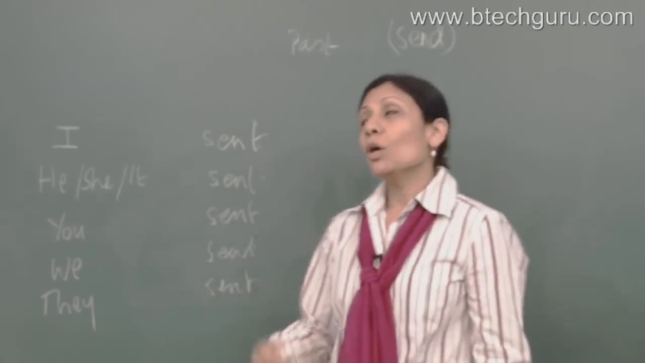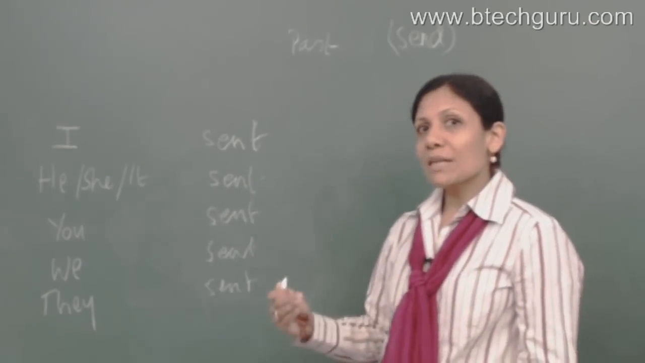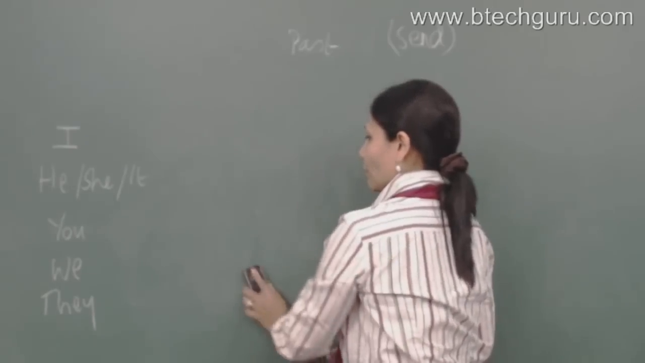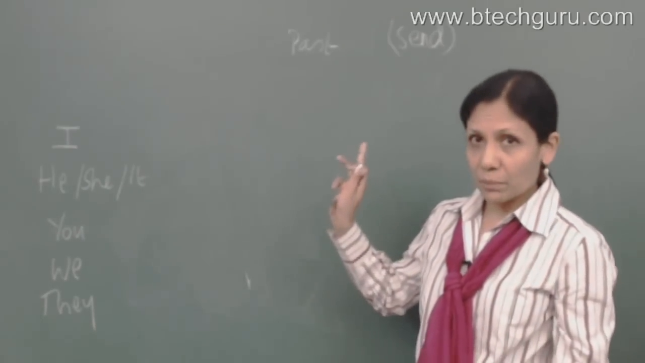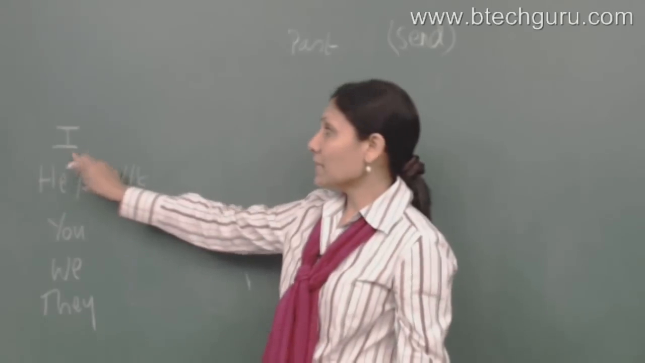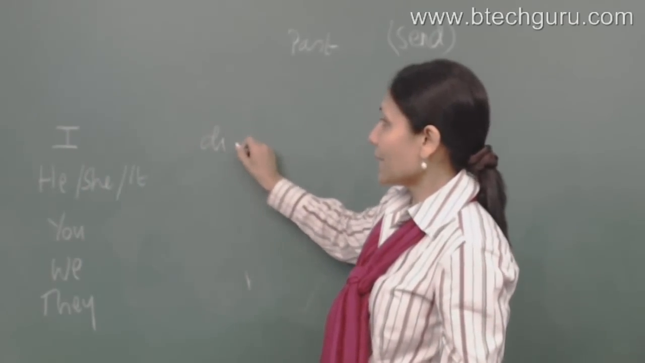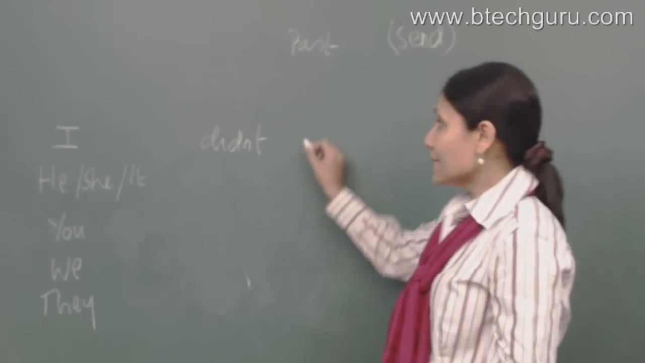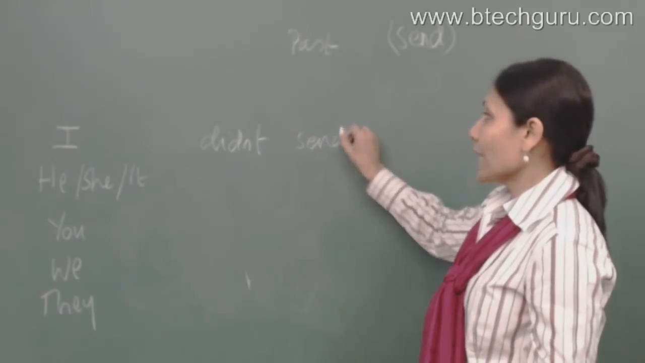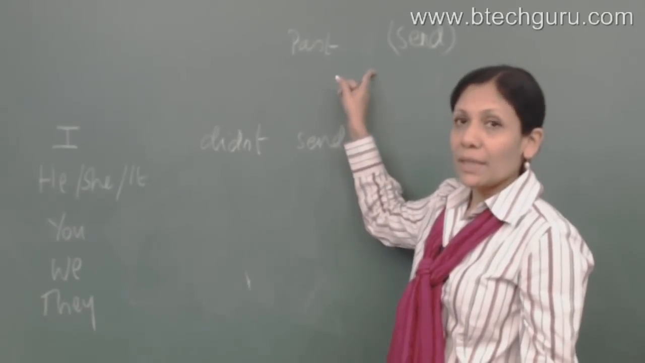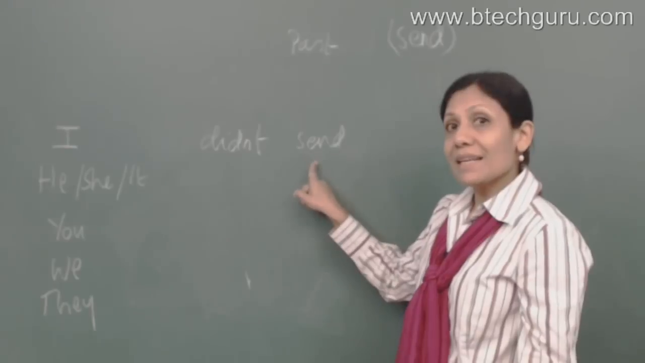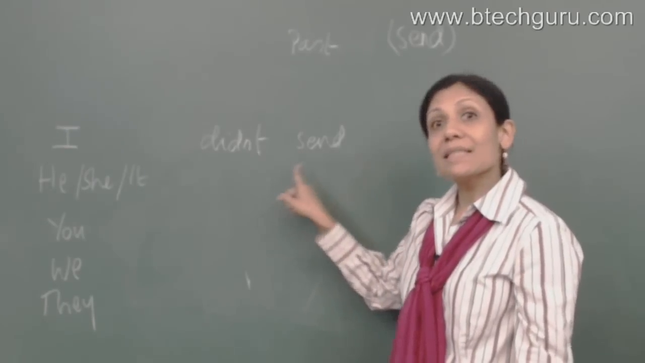Now be careful with making it negative, because even when we make past tense negative, we need to bring in the pure verb. So how does it become negative? You need to make it negative by putting the did not or didn't. I didn't, and we're going to again need the pure verb. Yes, don't forget, we will not say I didn't sent, we need to say I didn't send.